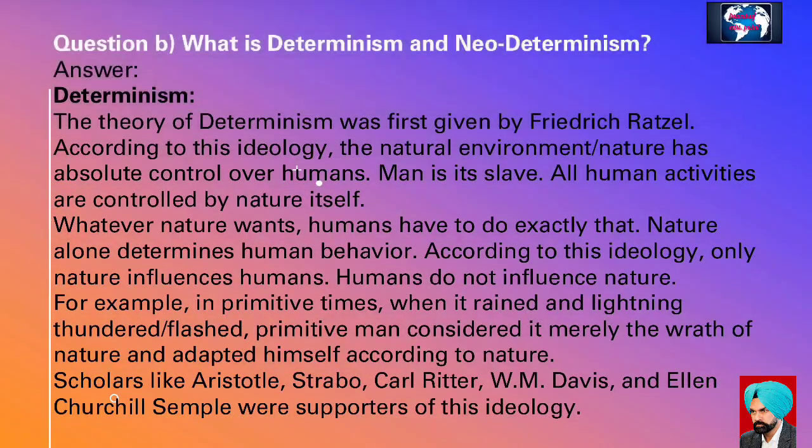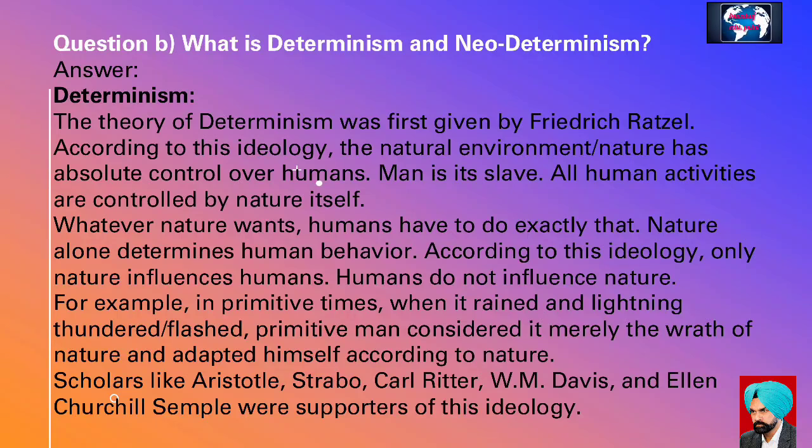Question B. What is determinism and neo-determinism? Answer. Determinism. The theory of determinism was first given by Friedrich Ratzel. According to this ideology, the natural environment, nature, has absolute control over humans. Man is its slave. All human activities are controlled by nature itself. Whatever nature wants, humans have to do exactly that. Nature alone determines human behavior. According to this ideology, only nature influences humans. Humans do not influence nature.